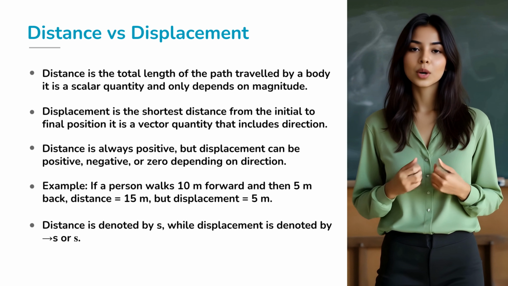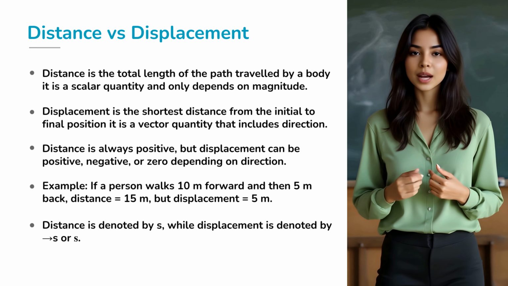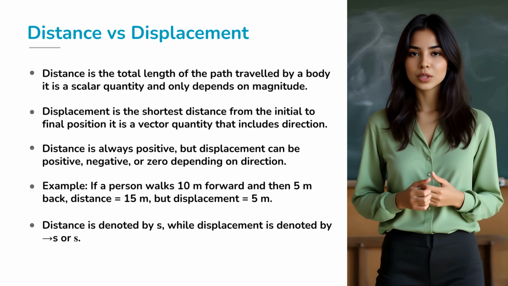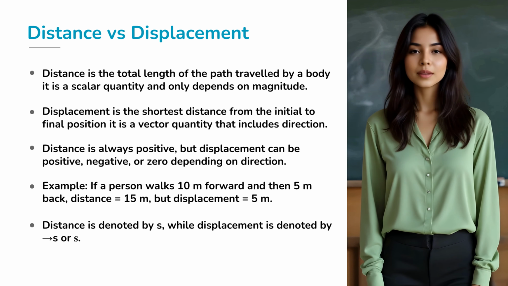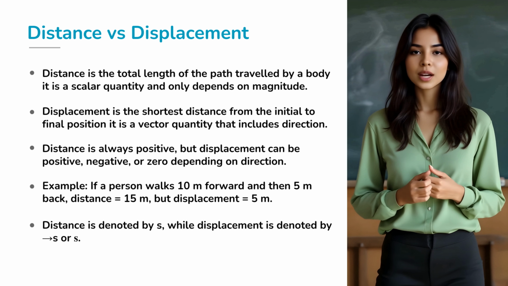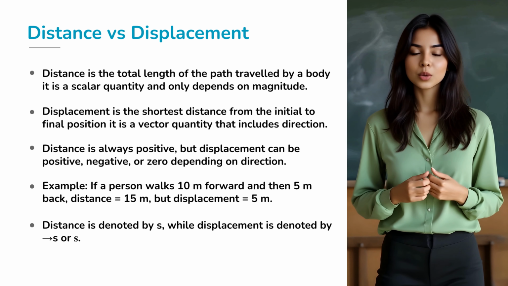Now let's tackle a common confusion: distance versus displacement. Let's say a person walks 10 meters forward and then comes 5 meters back. The total path covered, 10 plus 5, is the distance. It depends on the path and is always positive. But displacement, that's different. It's the shortest distance from start to end, here just 5 meters forward. And since direction matters, displacement is a vector quantity.